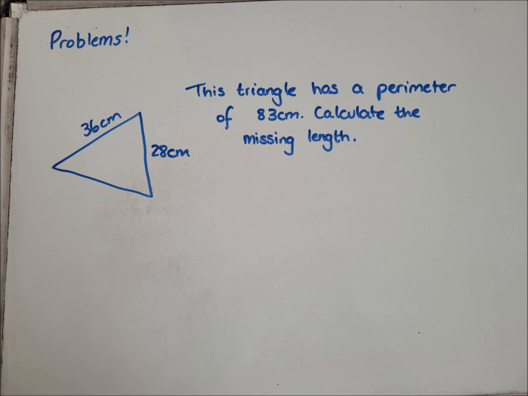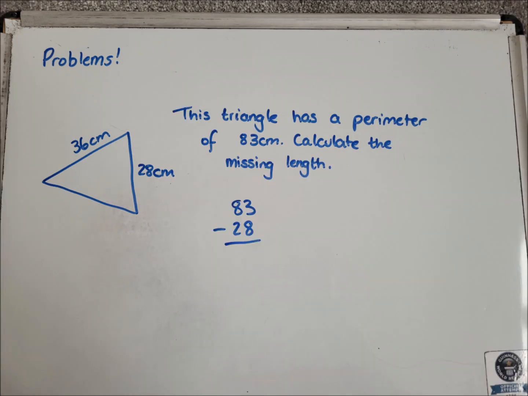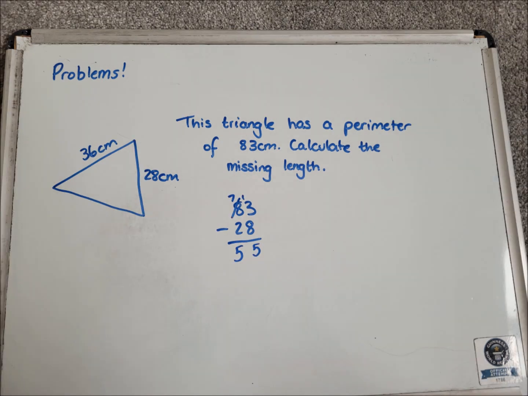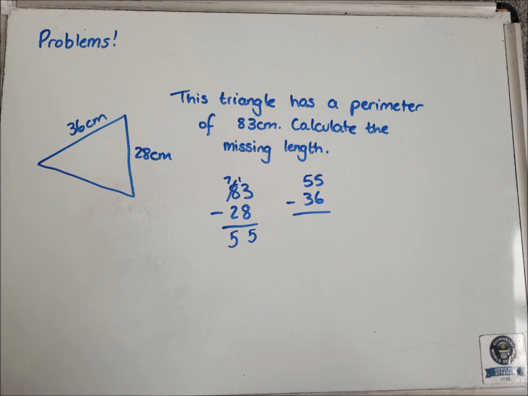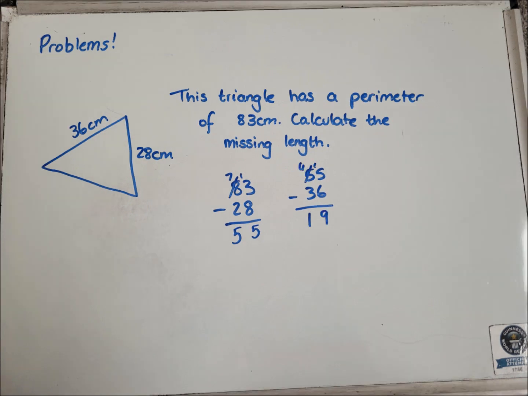What I could do is use 83 and take away one of the sides, 28. So I could do 83 take away 28, which gives me 55. I can then do 55 take away the other length, so 55 take away 36, which gives me 19, which means that last length must be 19 centimetres.